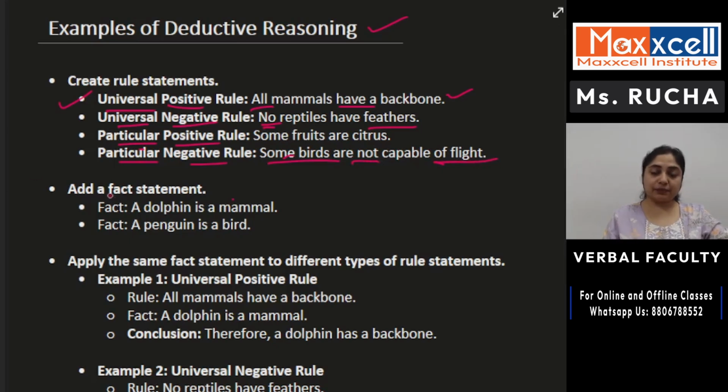Next type of statement that you need to understand to solve these questions is a fact statement. As the name itself suggests, any statement that contains a fact in it is called a fact statement. A dolphin is a mammal, a penguin is a bird. These are facts which are presented in the form of a statement.